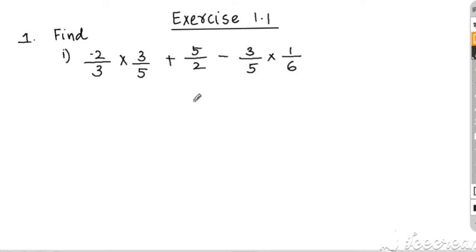Hello students, let's discuss the problems in exercise 1.1. The first problem is to find the value of given expressions using the properties that we have discussed.